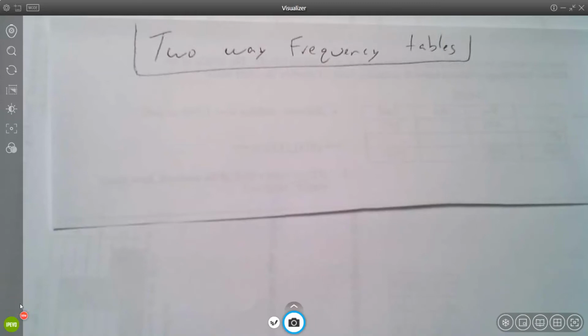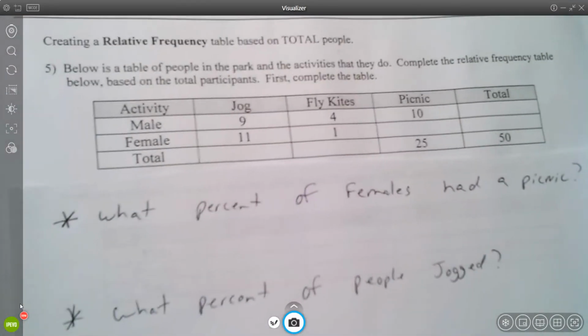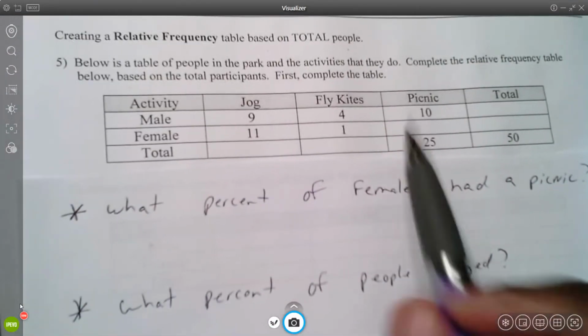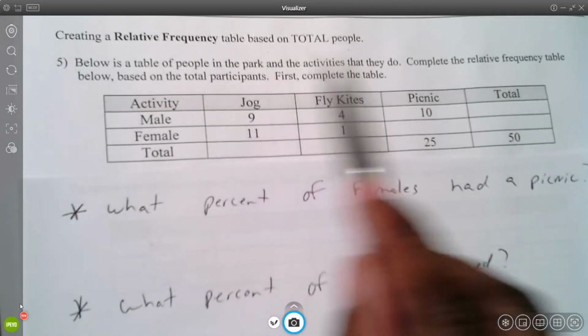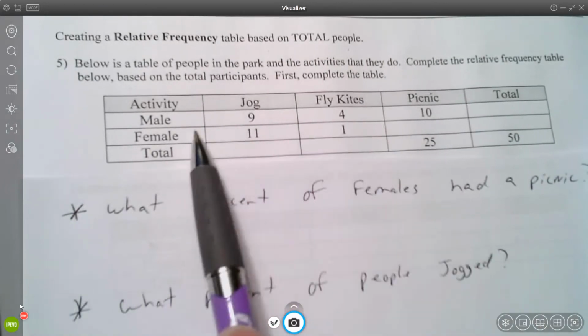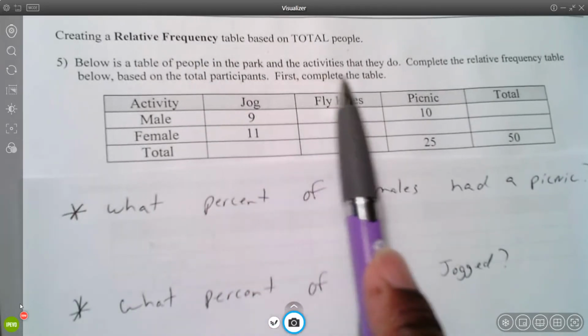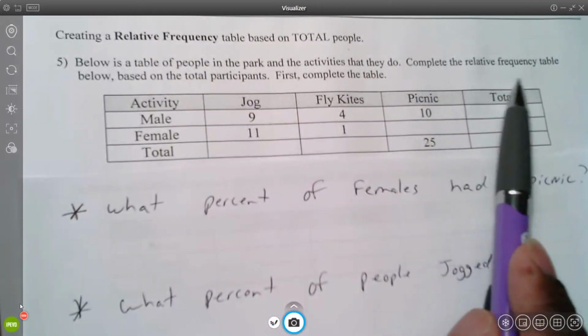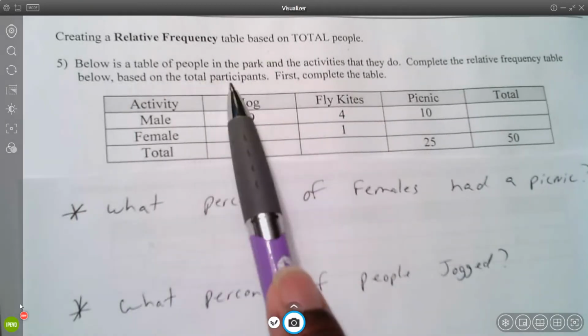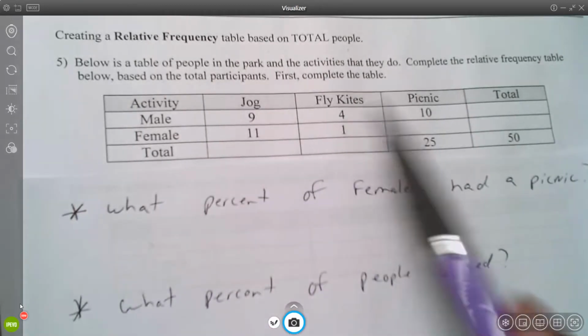Okay, so this lesson is about two-way frequency tables. This would be our first one. First example: we're creating a relative frequency table, the total number of people. We've got a table here, and below the table are people in the park and the activity they do. Complete the relative frequency table below based on the total participants. Then you're going to complete this table.